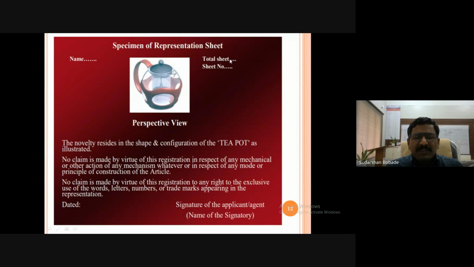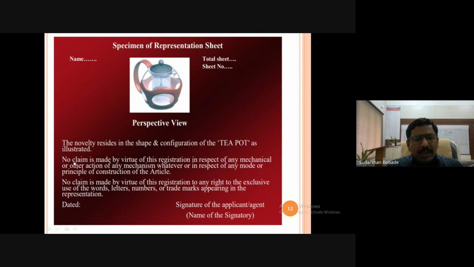This is total sheets. Suppose I'm about to share with them 7 different views. So the total number of sheets will be 7. Out of this, this is sheet number 1 out of 7. Now try to understand the disclosure and the claims we are mentioning. The novelty resides in the shape and the configuration of the teapot as illustrated. So we are only claiming the shape and the configuration. We are not at all worried about the color combination, the mechanism, or the production or related concerns.